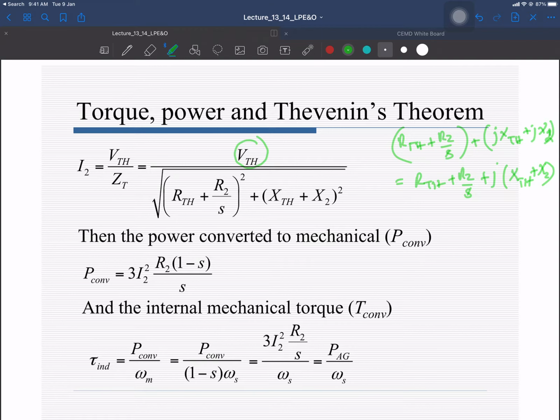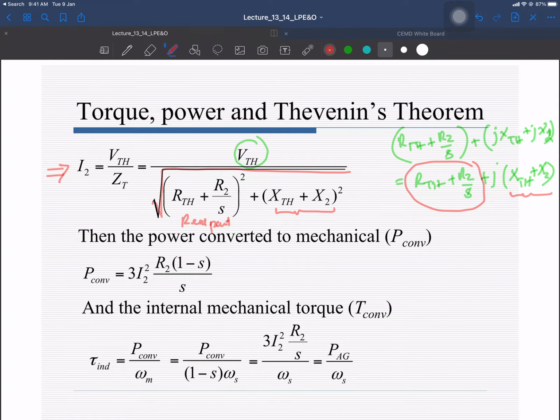You will have to take the square of this real part, R Thevenin plus R2 by S, and then the square of this imaginary part, that is x Thevenin plus x2, and then the whole square root of this. So, this will give you the total impedance. Now you can easily calculate the current in the rotor if you know the R Thevenin and R2 and x Thevenin, x2 and V Thevenin, right.